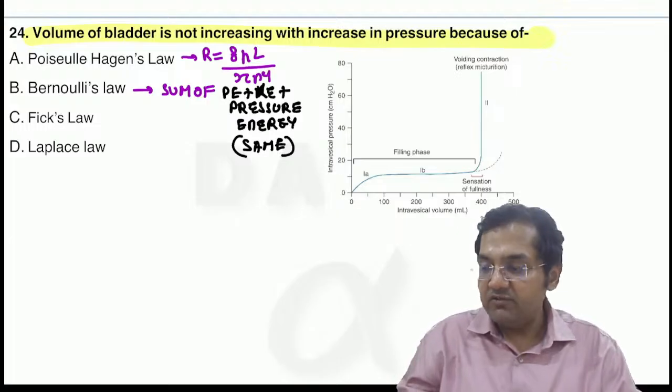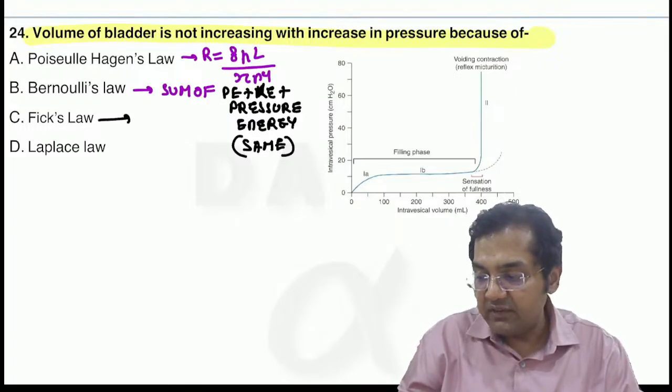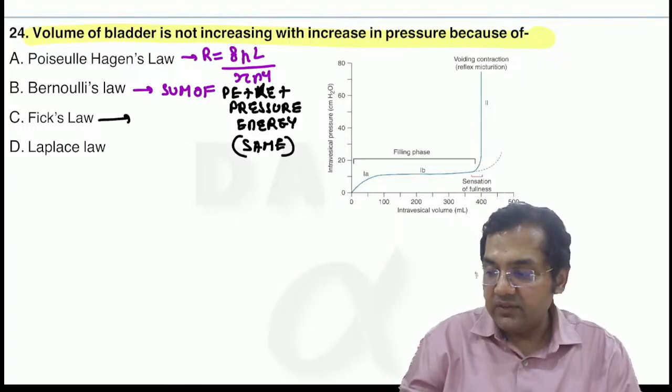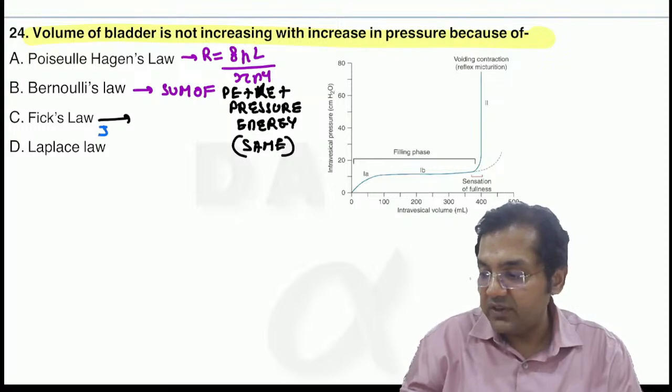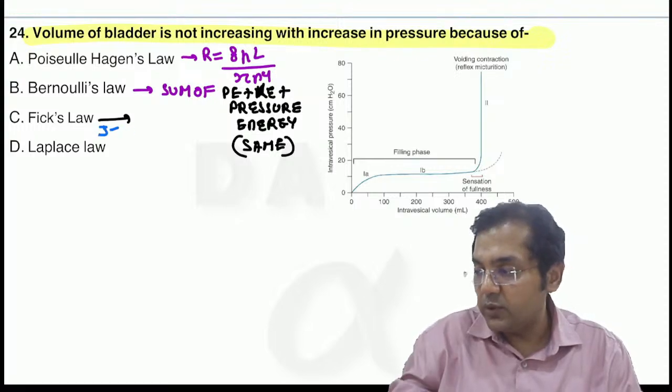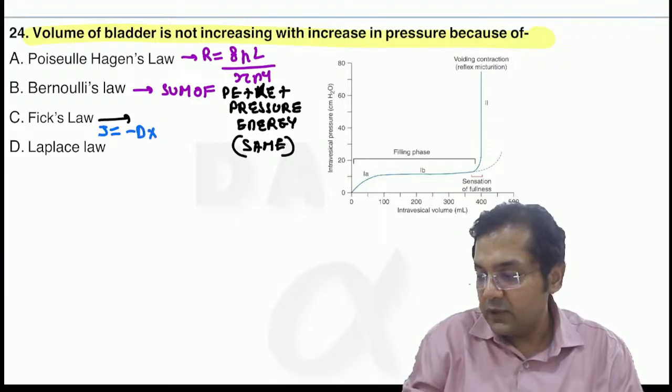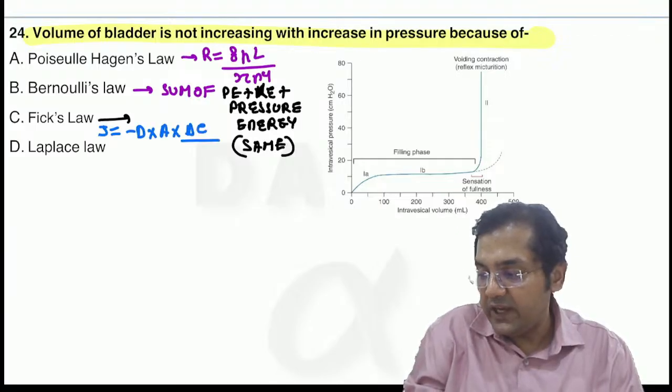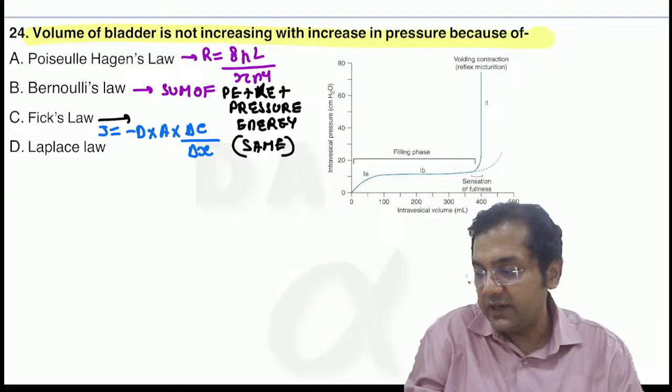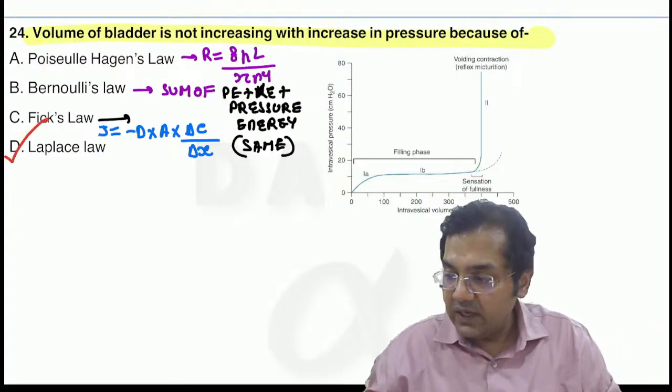Fick's law of diffusion we have studied in chapter number 1. If you could recall, Fick's law is J is equal to minus D into A into delta C upon delta X. So the answer is actually Laplace law.